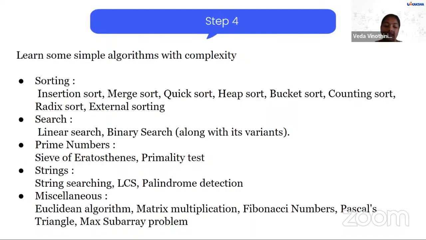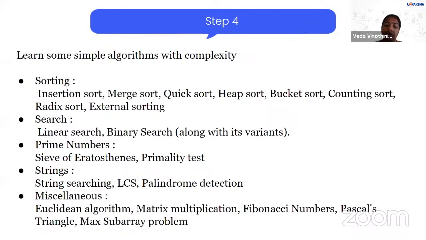And then miscellaneous things can be the Euclidean algorithm. Euclidean means it is helpful for identifying the distance between 2 points. Then matrix multiplication, Fibonacci number, Pascal triangle, max subarray problem. So there are plenty of things you want to learn. As of now, if you are clear up to step 0 to step 3, just come to step 4. Then you can use those previous concepts to implement these solutions. This is one of the important things.